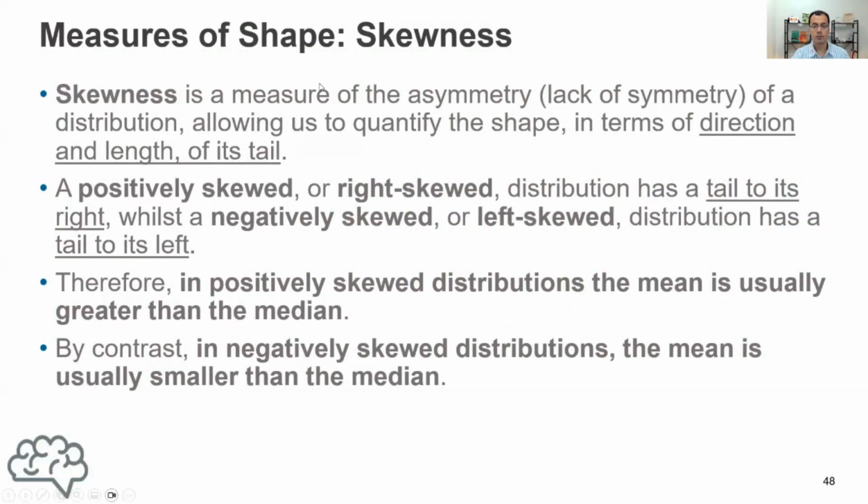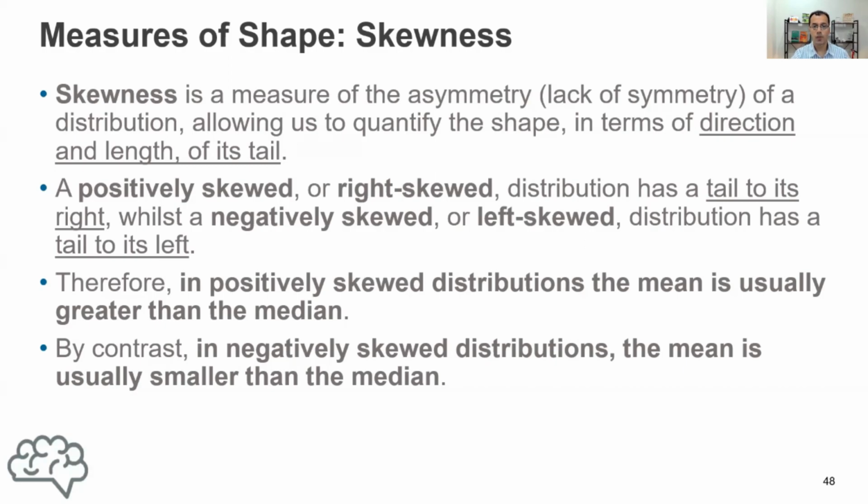Let's start with the measure of skewness. Skewness basically measures the asymmetry of the distribution, and this allows us to quantify the direction and the length of the tail. Positive skew means that I have a tail to the right, whilst a negative skew means that I have a tail to the left.